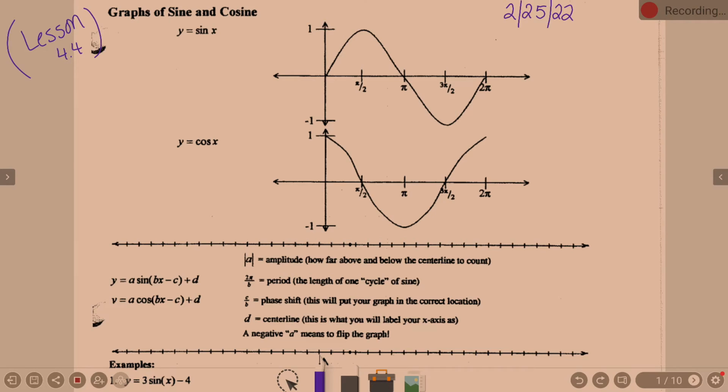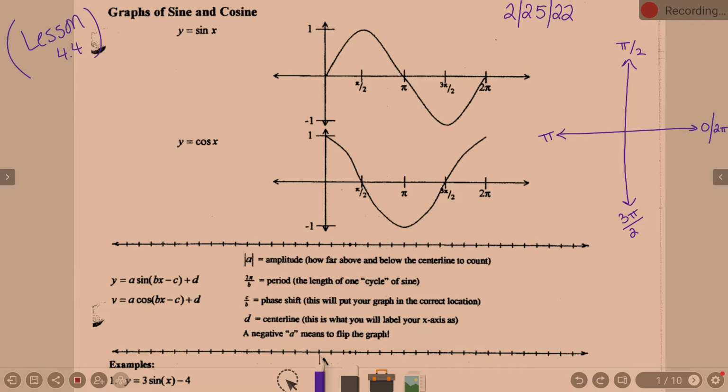Now, a connection I don't usually make at this point, but I think I'm going to try it this year. Think about your quadrantal angles with me. Okay, so this is 0, this is pi over 2, pi, 3 pi over 2, and 0 is also the same as 2 pi, correct?